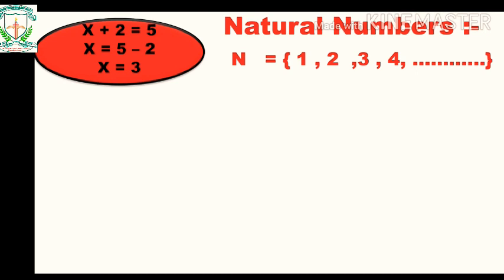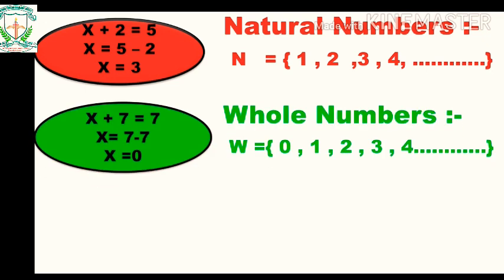Then we'll understand the definition of whole numbers. To explain this, we'll take one more equation, x plus 7 is equal to 7. Here also we must find the value of x. This plus 7 is on the LHS, we have to take it to the RHS. Plus 7 becomes minus 7. 7 minus 7 is equal to 0. The value of x is equal to 0.